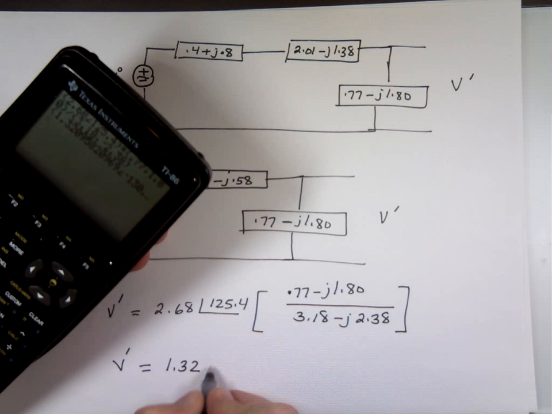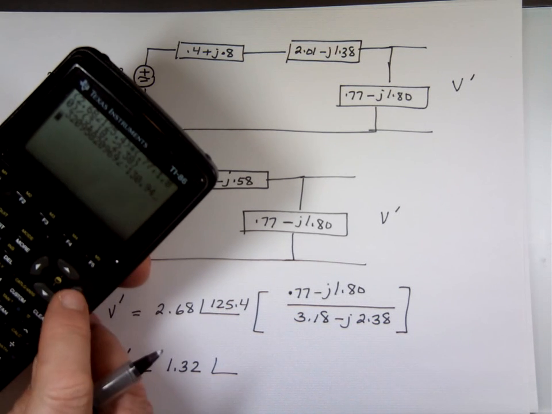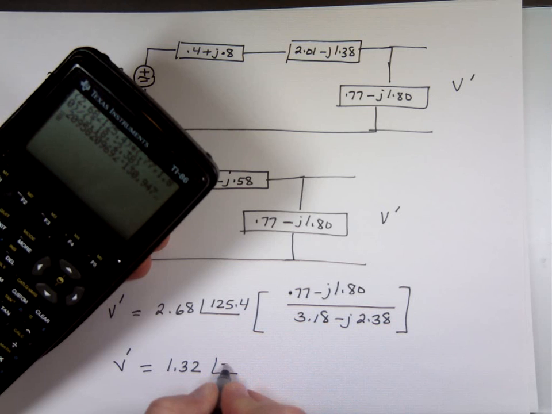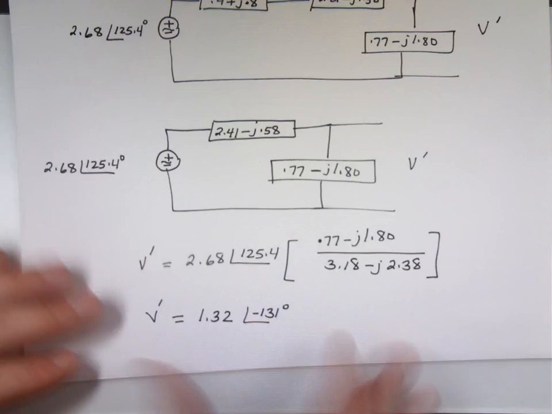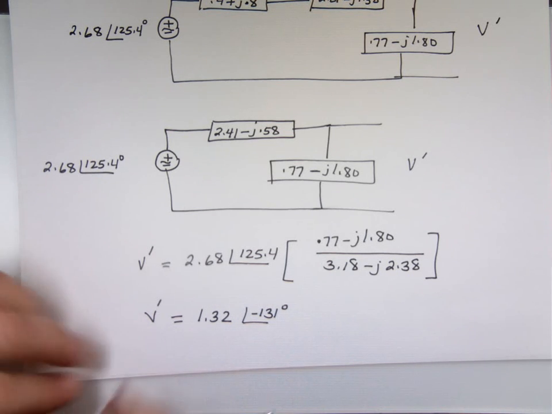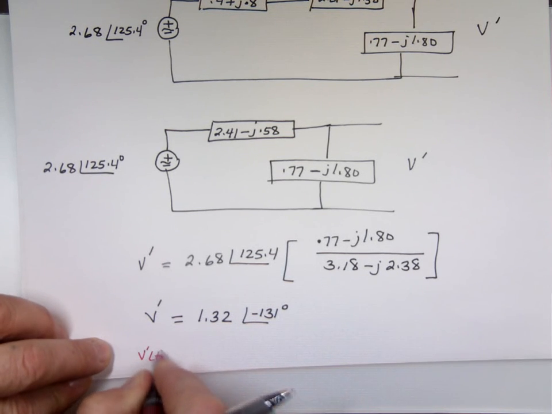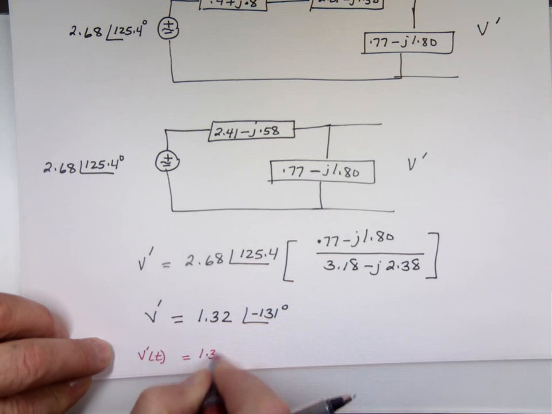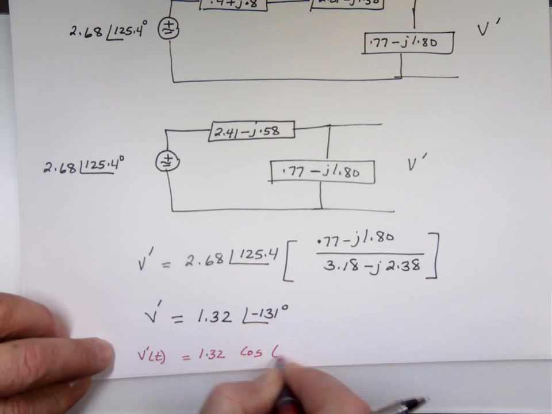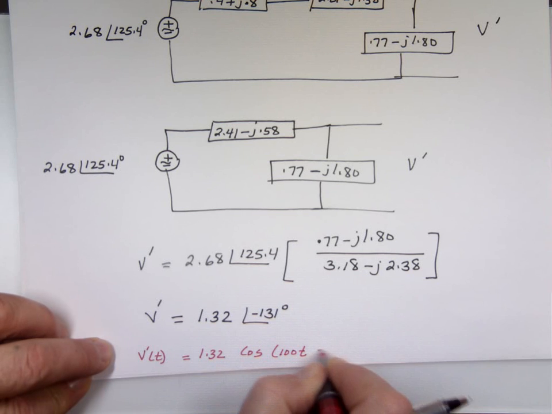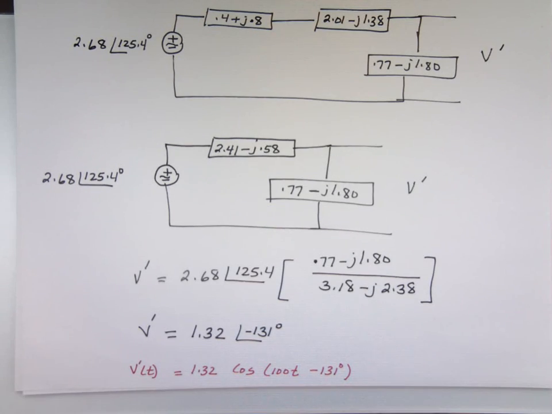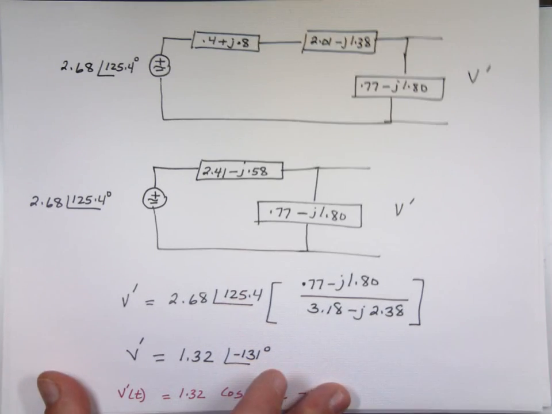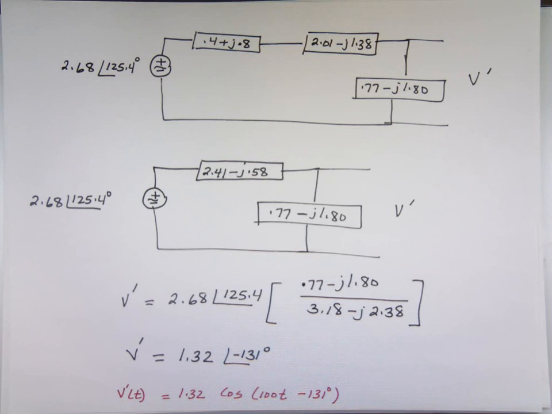angle almost negative 131 degrees. So if you want it as a function of time, V1 as a function of time is going to be 1.32 cosine 100t minus 131 degrees. That's what source 1 is going to do to you. Then we're going to go back and redo it with the second source and add them, and there's your answer with the two sources there.